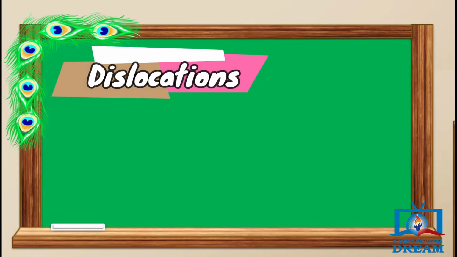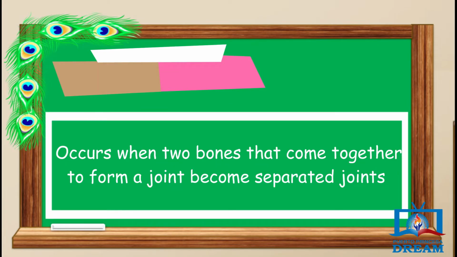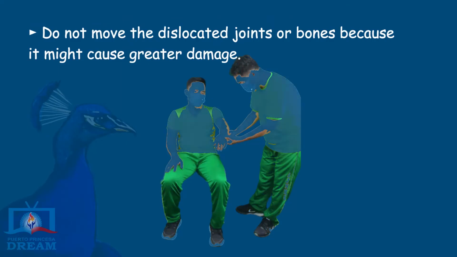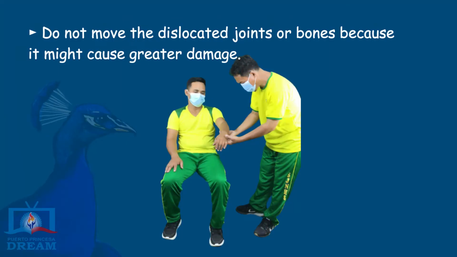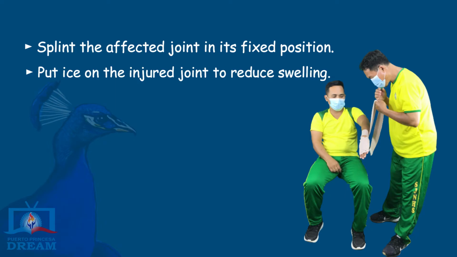Number 6. Dislocation. It occurs when the two bones that come together to form a joint become separated. Appropriate first aid. Do not move the dislocated joints or bones because it might cause greater damage. Splint the affected joint in its fixed position. Put ice on the injured joint to reduce swelling.